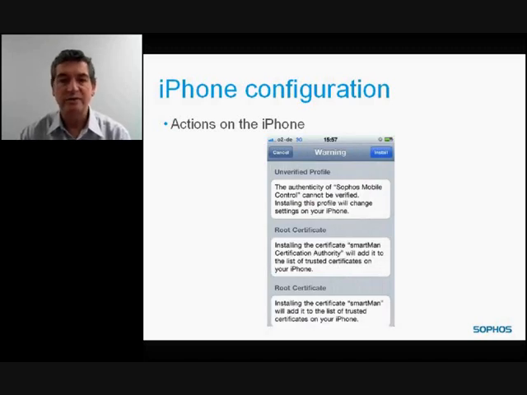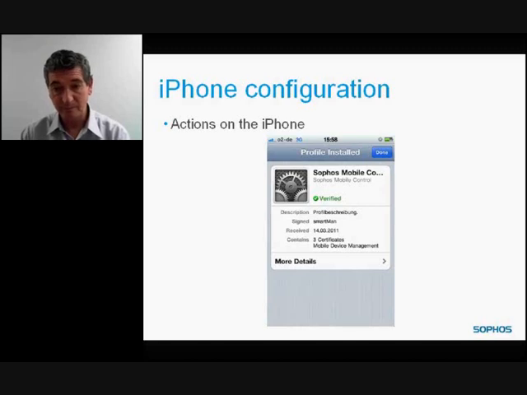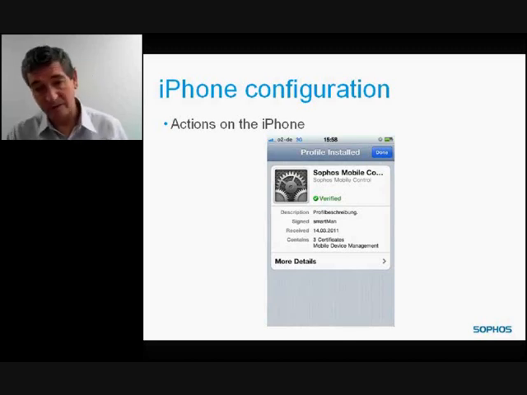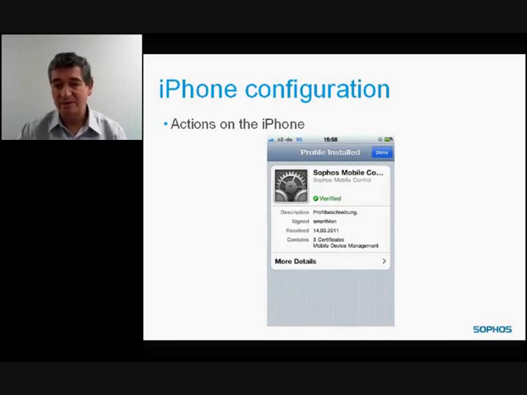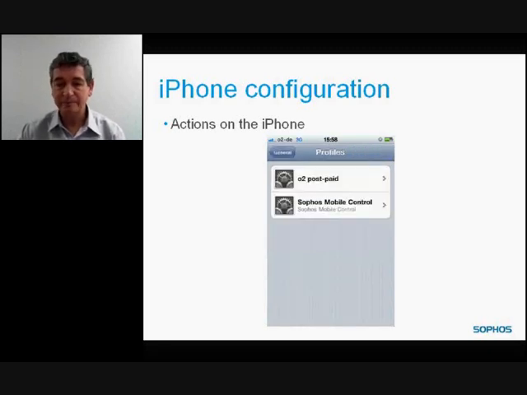The standard warning type box will come up to inform the user of what this profile is about to attempt to do. And then the profile will be installed. When it's installed, they just have to tap on done. And in the profile list, you'll see Sophos Mobile Control as a profile on the device.